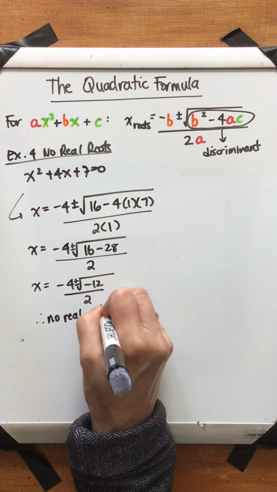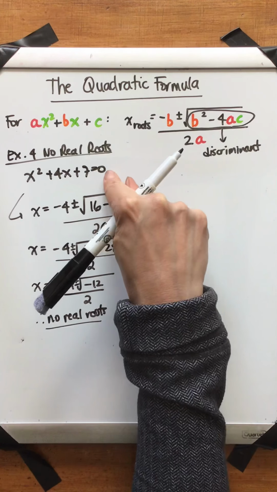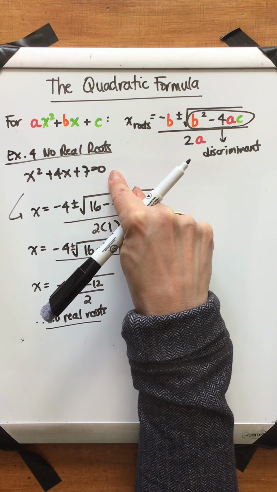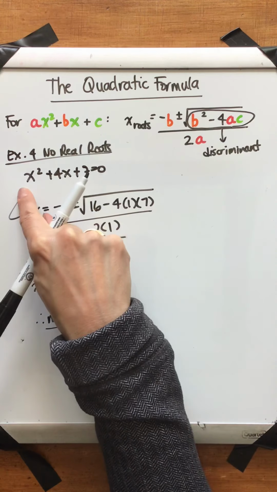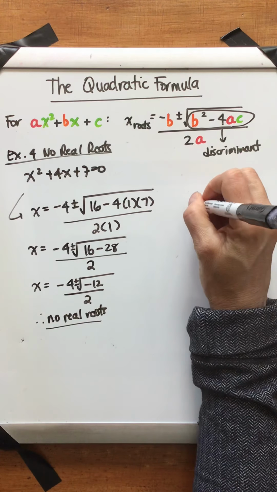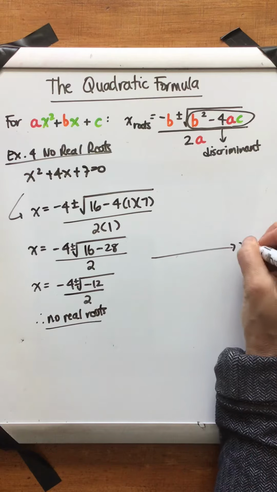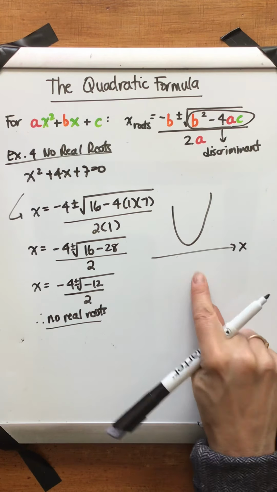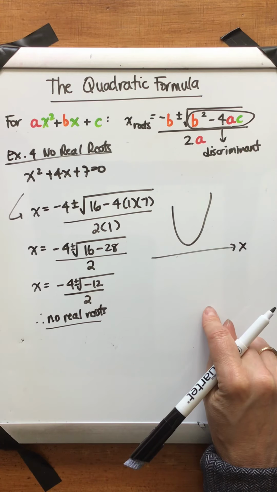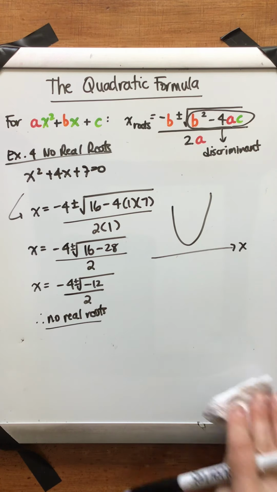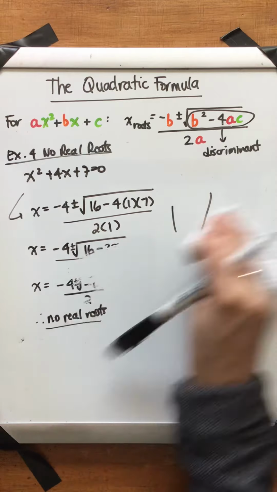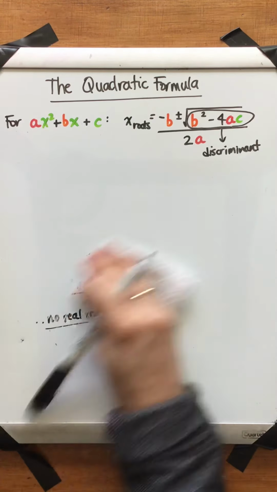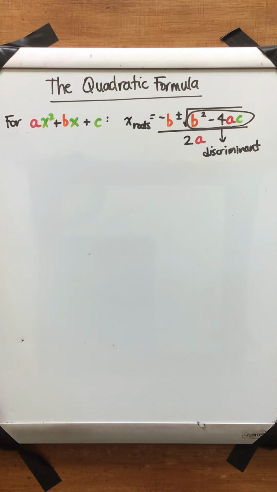Now if you put this into Desmos, what you'll discover is you're going to end up with a parabola that's upward facing, of course, but it's going to end up being above the x-axis. So it makes sense that there's no roots because it doesn't cross the x-axis anywhere. So let's go back quickly and recap what we learned in terms of the importance of the discriminant in connecting to the number of roots.